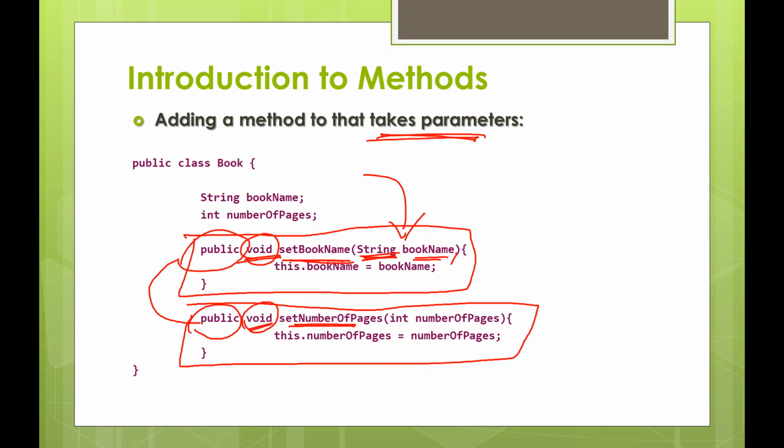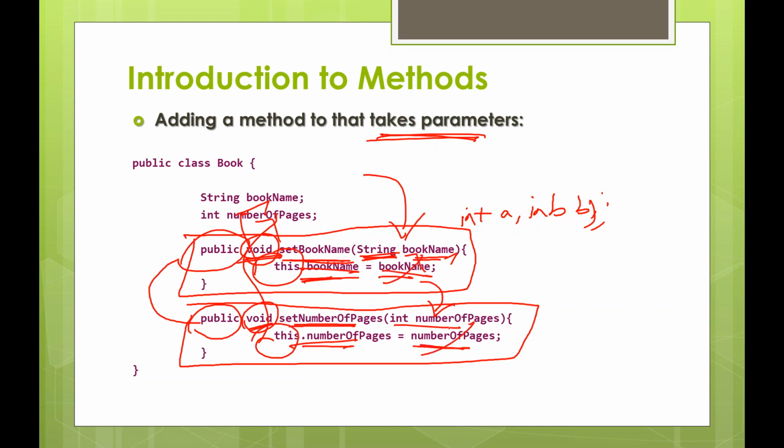You can have any number of parameters here, int A, int B, based on our requirements. So here we are passing an integer as a parameter to this particular method. What are we doing here? This refers to this variable. Without this, it refers to the local variables; with this, it refers to the instance variables.